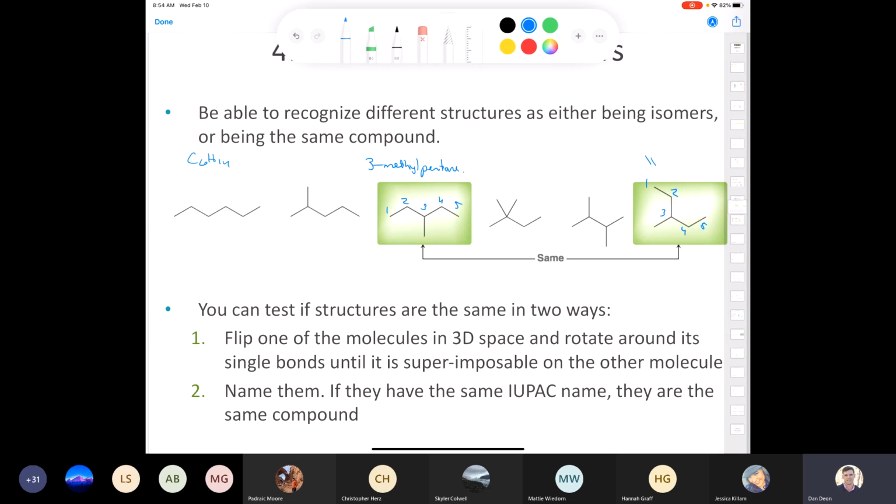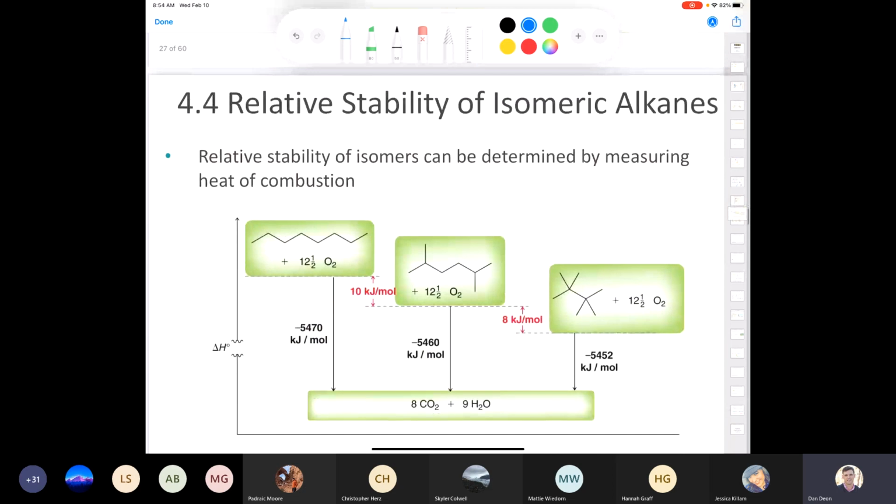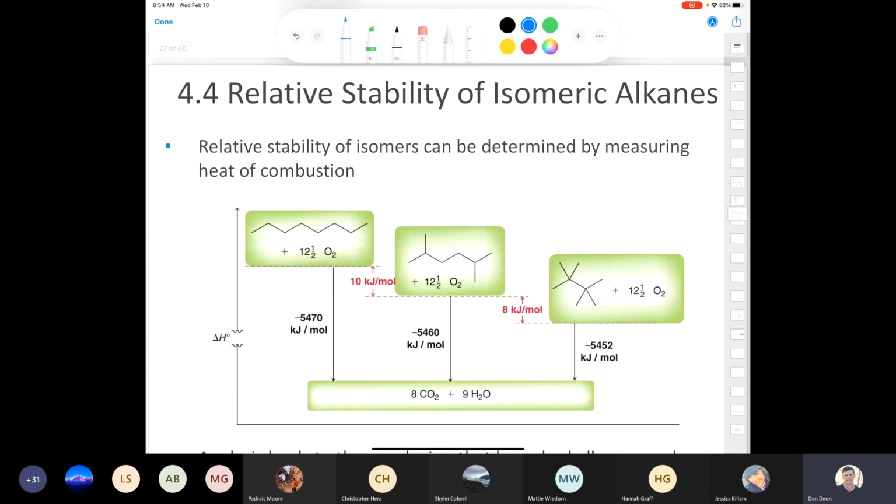If they have the same name, they're the same compound. Now, again, I don't like to use that rule a whole lot unless I really, really need to. Anyhow, I want to talk very quickly about section 4.4, and we're going to skip section 4.5 for the most part. But I want to talk about the relative stability of all these different isomers.